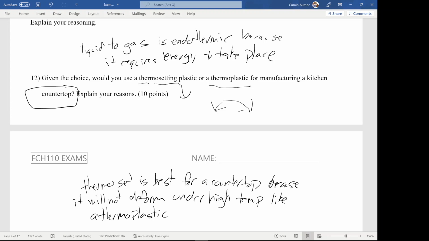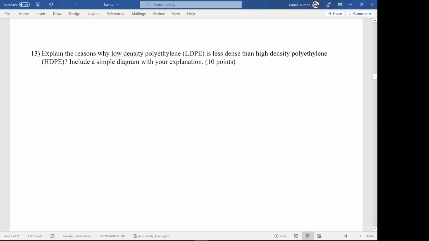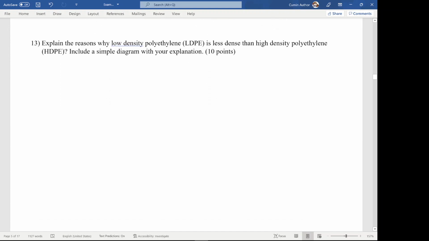And that's all there is to it. If you can find some other justification, then you can use that as well. But generally, we would want a thermosetting plastic for areas where you're constantly getting exposed to temperature. And now we have number 13. Explain the reason why low-density polyethylene is less dense than high-density polyethylene. And include a simple diagram in our explanation.